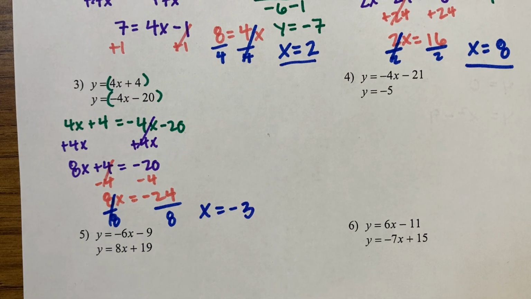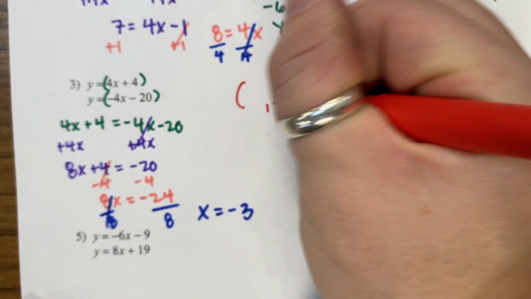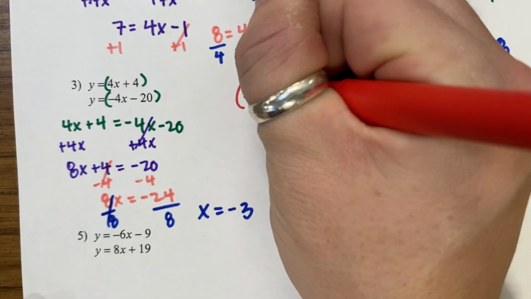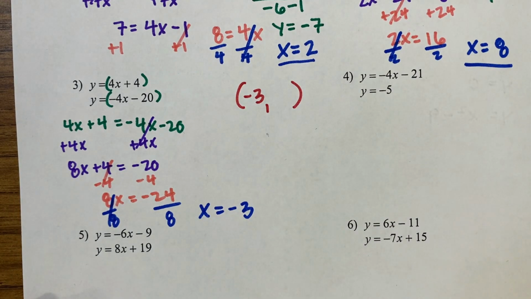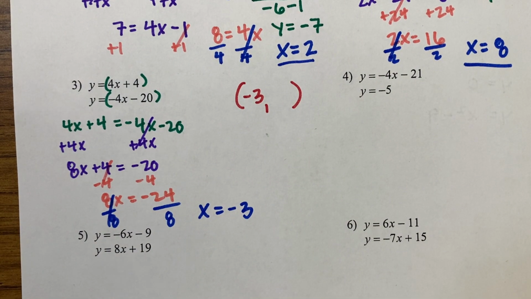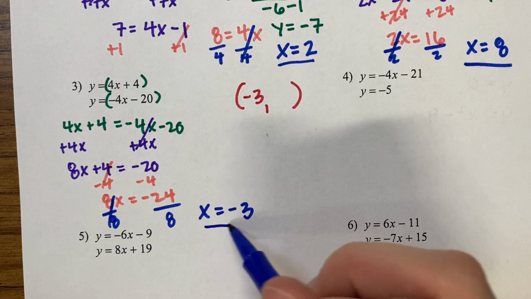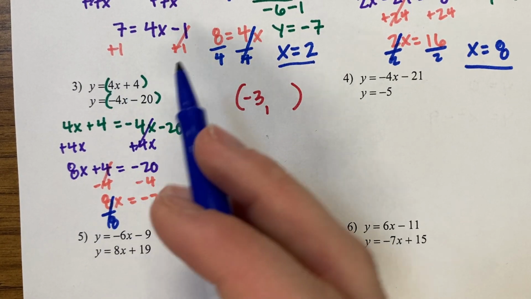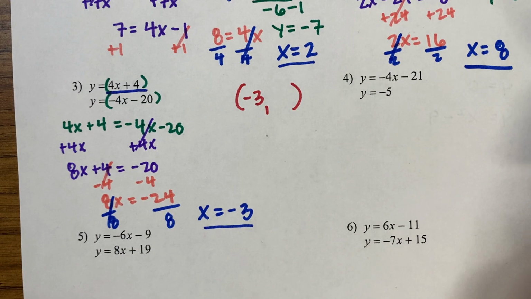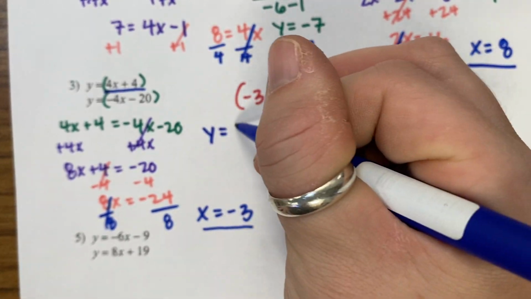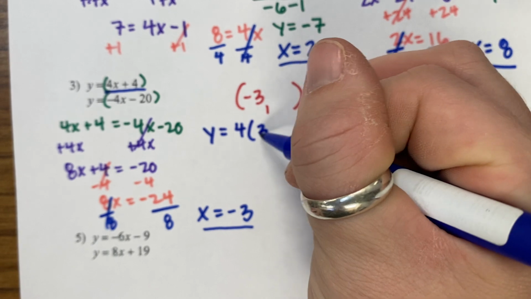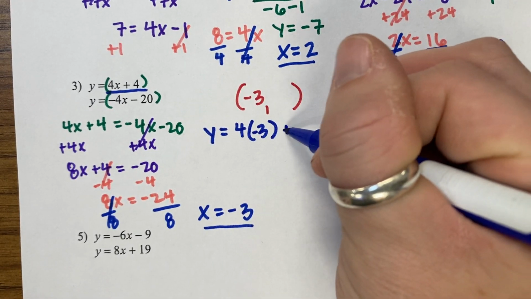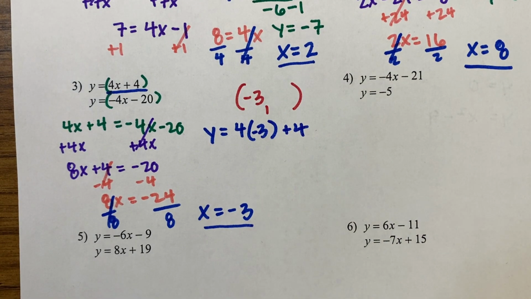Okay, now remember, we don't stop there. That is only the x part of my coordinate point. I need the y part as well. So let's take what we found for x, which is negative 3, and plug it in to whichever one you want. For me, actually, the top one seems a little easier, so I'm going to plug it in there. So now I have y is equal to 4 times x. Well, now it's 4 times negative 3 plus 4.